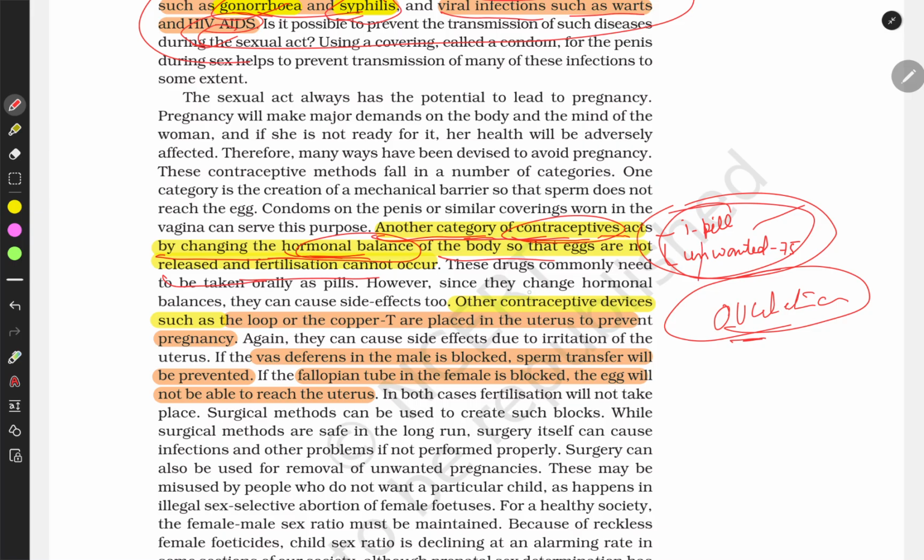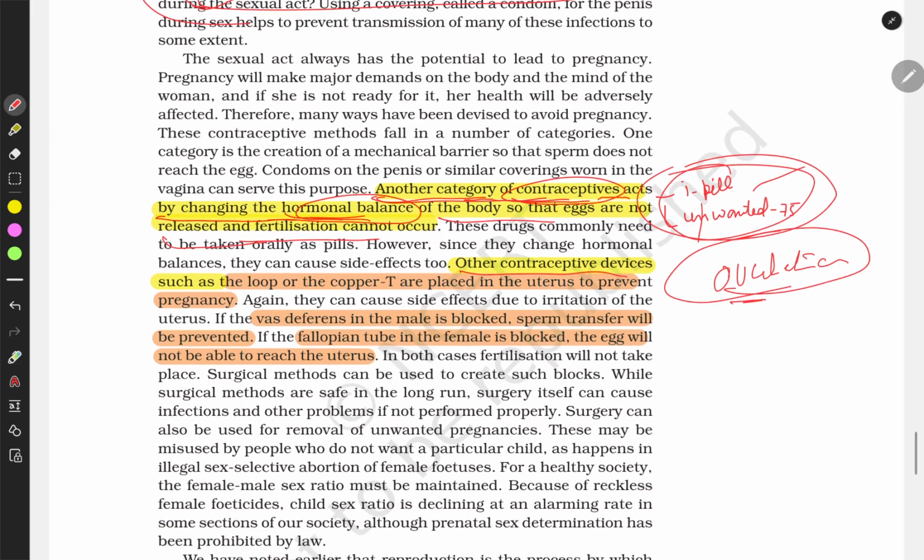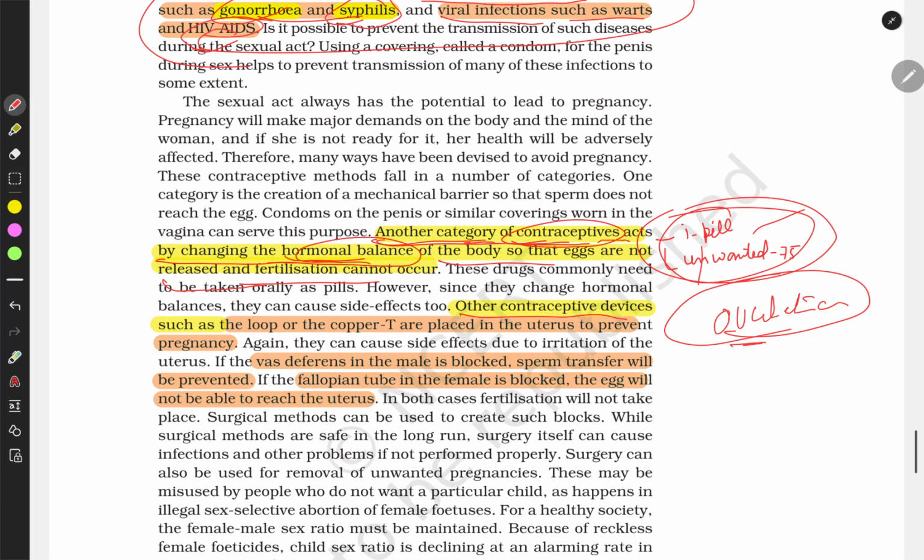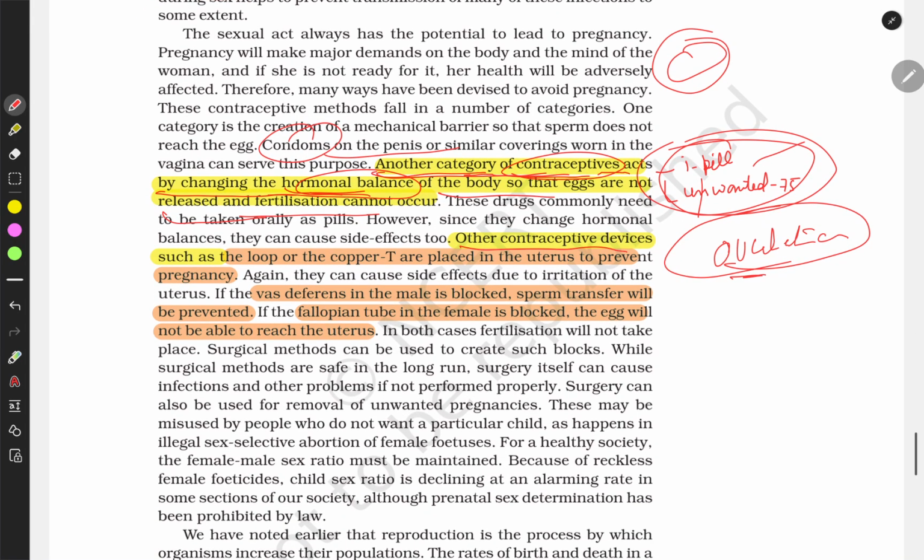Another contraceptive, the first one, is the use of condoms on the penis. Another is the copper T, which is used in the uterus. And there is also a spermicide tube which is inserted in the vaginal tract before coitus. So if sperm is released, it can be killed by the spermicide.